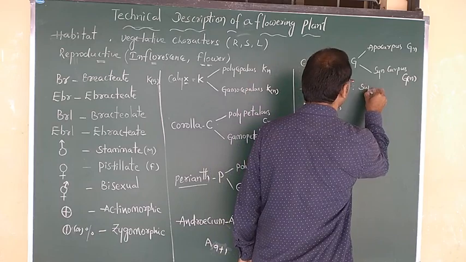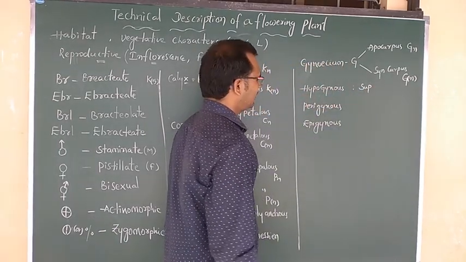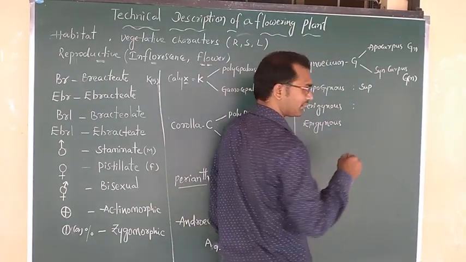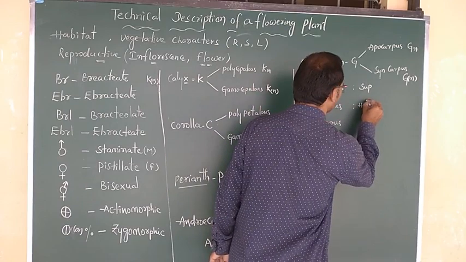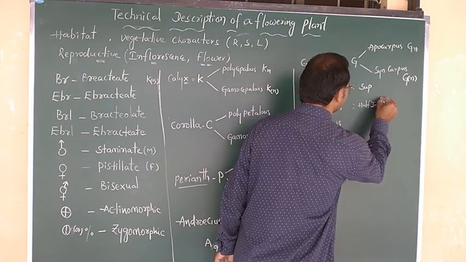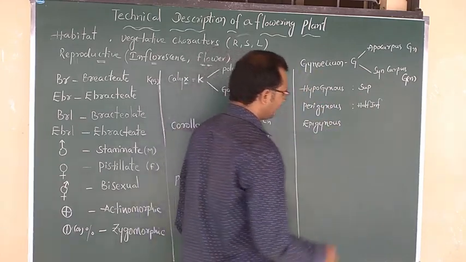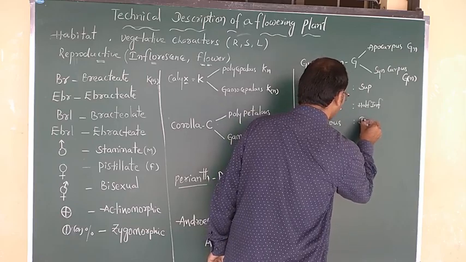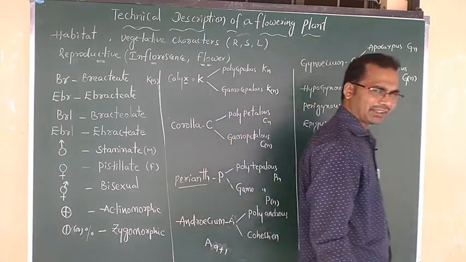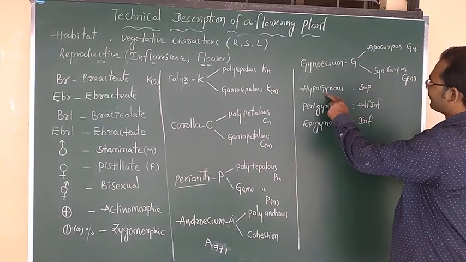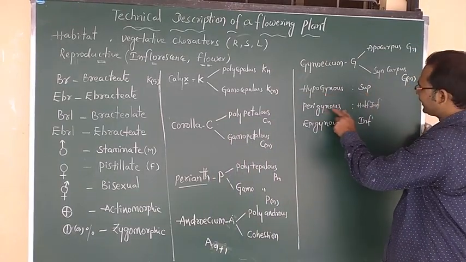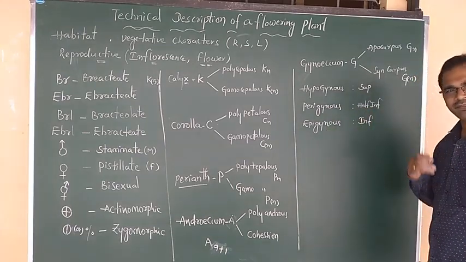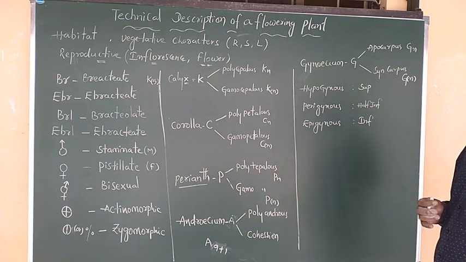If you take hypogynous, hypo means the ovary is superior or inferior? The ovary is superior. Correct? Perigynous, is the ovary inferior or superior? Half inferior. Correct? Next one is epigynous. The ovary is completely inferior. Three possibilities. Hypogynous flower, ovary is superior. Perigynous flower, ovary is half inferior. And epigynous flower, ovary is completely inferior.